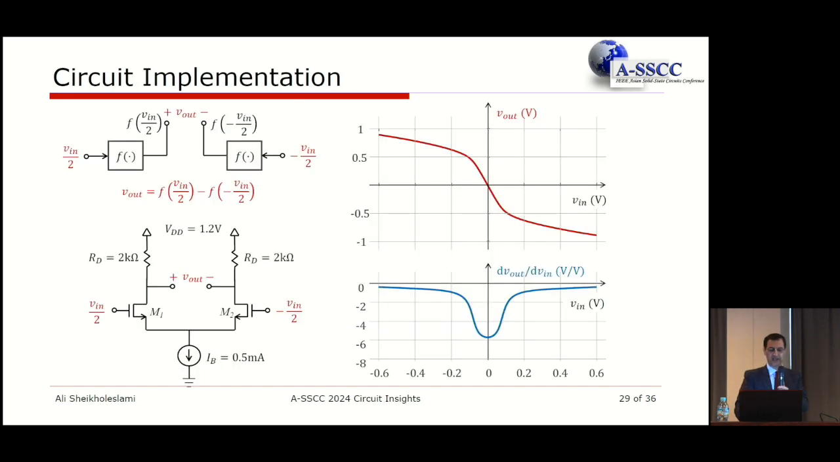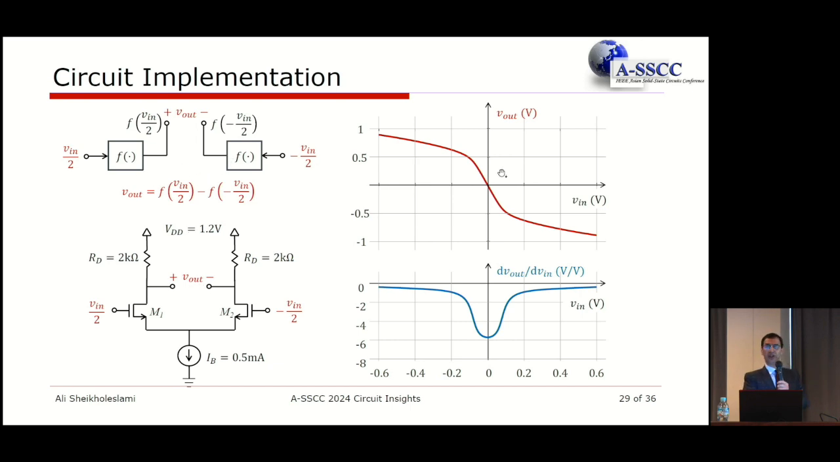Let's look at this in action. I've now used a differential amplifier. If you think about it, approximately, especially if you imagine that this node in the middle could be a virtual ground, you have a common source amplifier on the left, which you feed Vin over 2, and you have one on the right that you feed minus Vin over 2, and then you take the output and subtract it, essentially implementing this function.